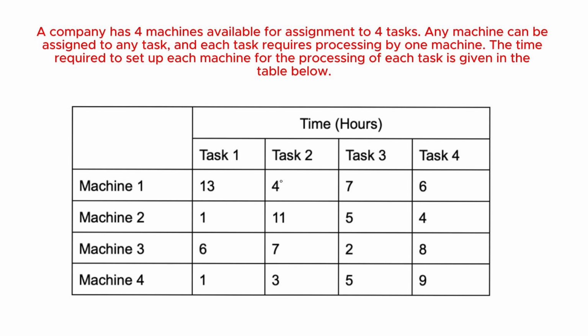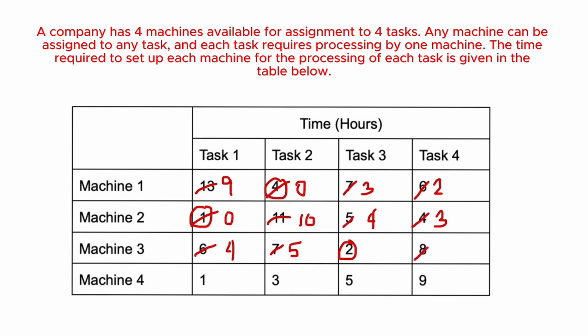The first step is to subtract the smallest number in each row of the original cost table from every number in that row. So we'll be subtracting the smallest number for machine 1, which is 4, from all the other numbers in that row. And then we will repeat the same step for all the other rows. For machine 2, we will be subtracting 1 from all the other numbers. Then for machine 3, we will be subtracting 2 from all the other numbers in that row. We will be doing the same thing for machine 4.